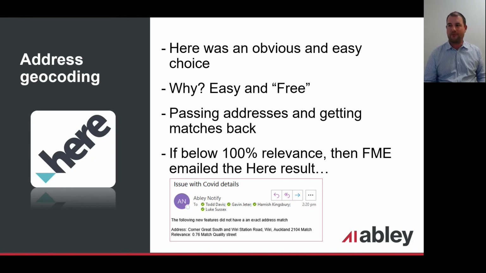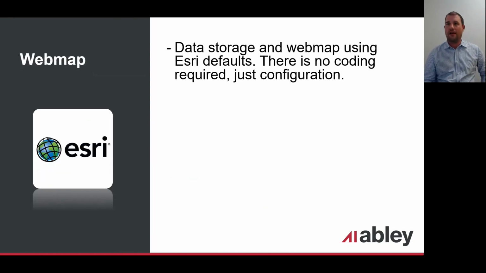So here's an example of the email that FME would send, explaining to us that the corner of Great South and Wiri Station Road is not 100% match. And depending on that match at street level, we would go in and check that to make sure it is actually turning up in the right space. And at the other end of the process was the web map, which is what everybody sees.